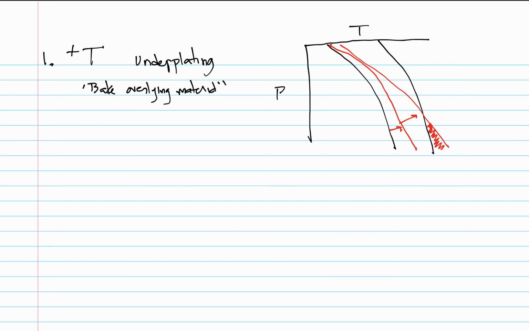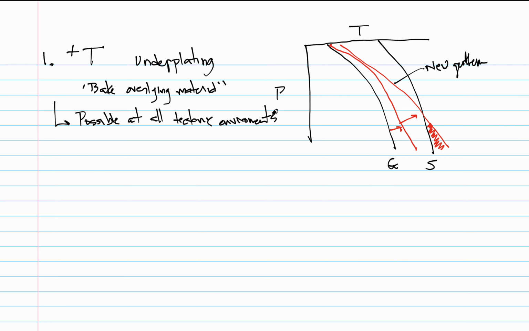All right, so let's label these things. This is our geotherm, and this is our solidus, and in red is our new geotherm because of this baking phenomenon. Where do we see this kind of thing? Well, actually, it's possible at all tectonic environments because it's not a primary melt. This is a secondary melt. Primary at all tectonic environments. Okay, I think that's the easiest one of these to understand.